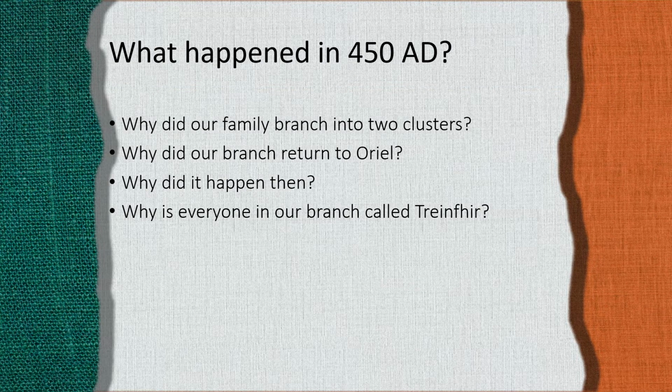What happened around 450 AD? Why did our family branch into these two clusters? Why did our branch of the family return to Monaghan or Oriel? Why did it happen then? And why is our family branch called Treinfhir?